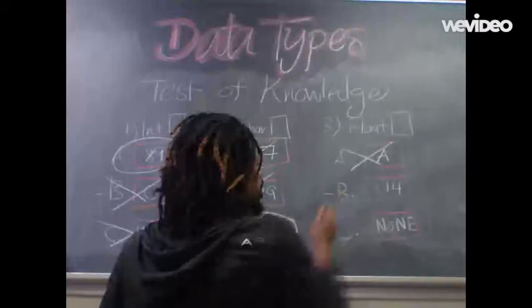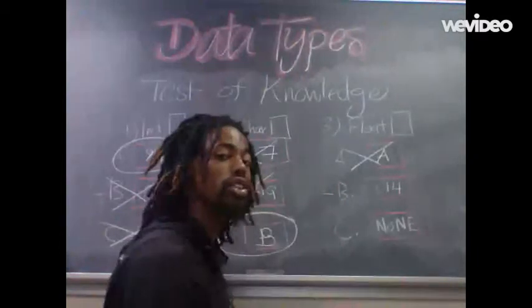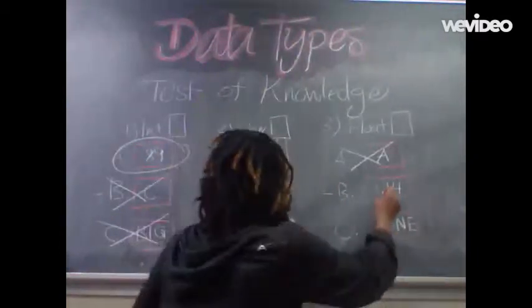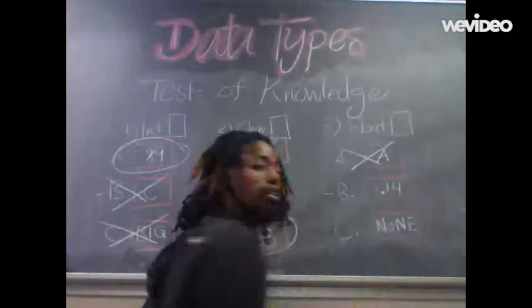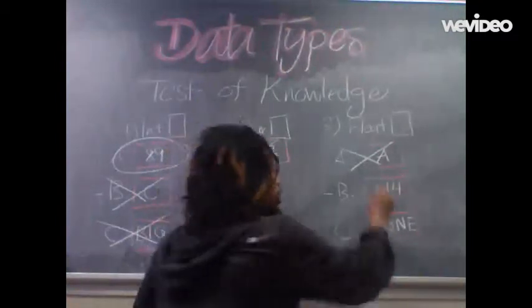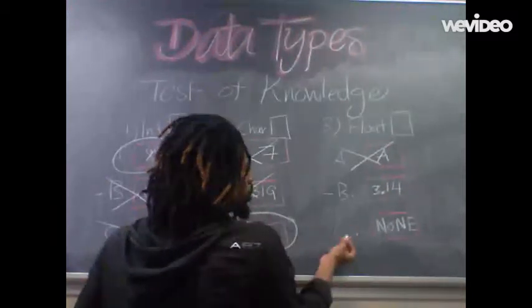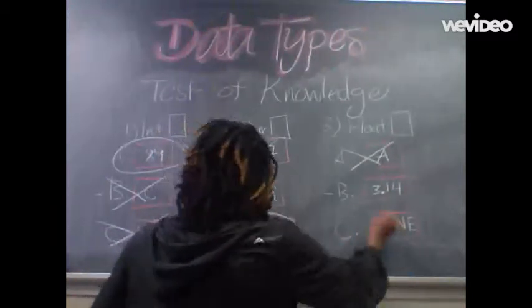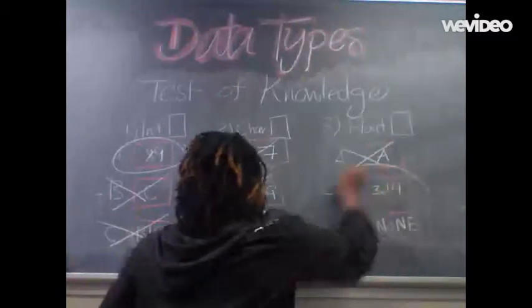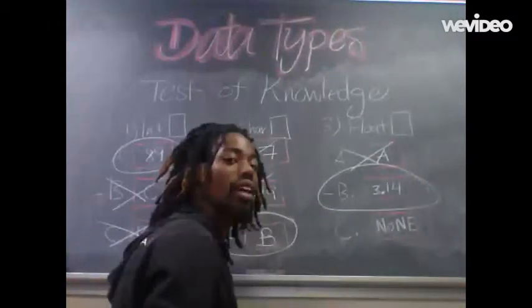Now let's see B. B is an integer and it has a decimal place. Right there. So that's 3.14. That is a float. Now let's go to C. Let's see what C says. C says none, so we know this is definitely a float. So D is the answer.